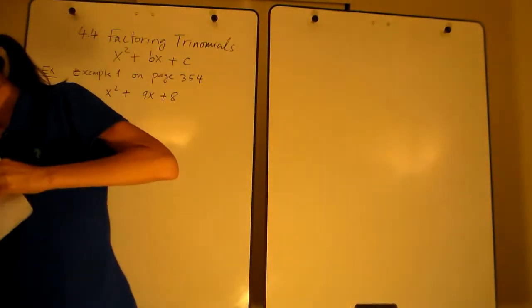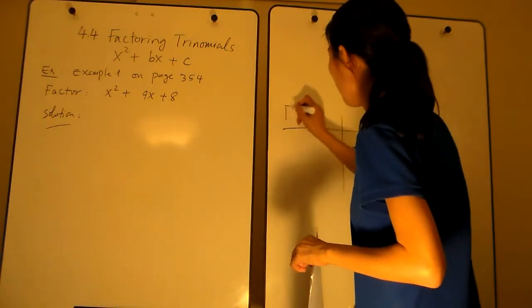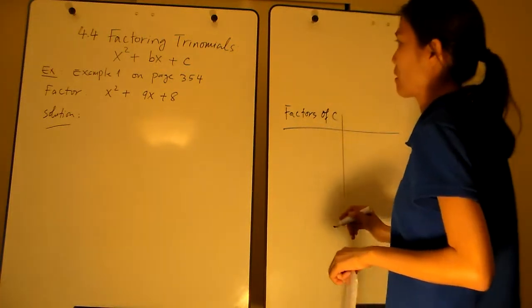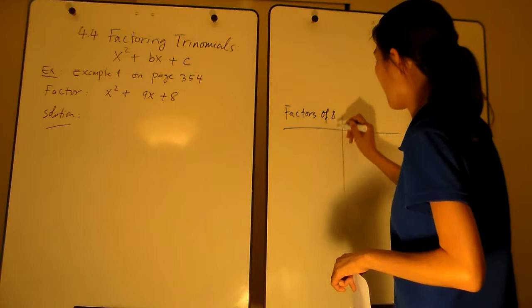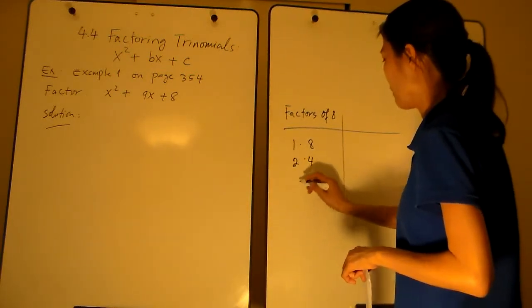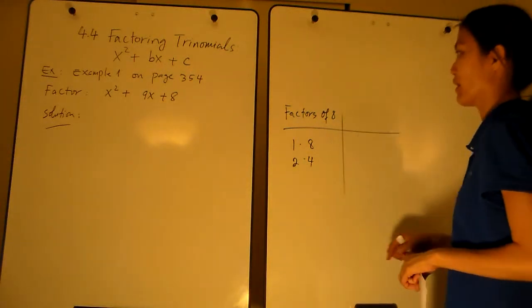Let's see, I want to make sure I spell it the way the vocab does. This is factors, okay? Of c. And c, which is 8, right? 1 times 8, 2 times 4. That's all. There are only two factor pairs for 8, okay?